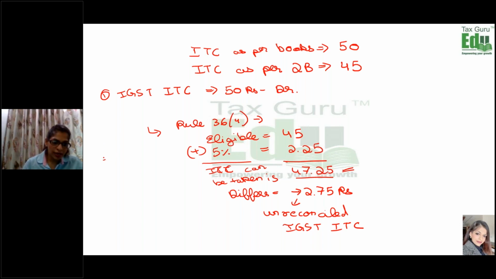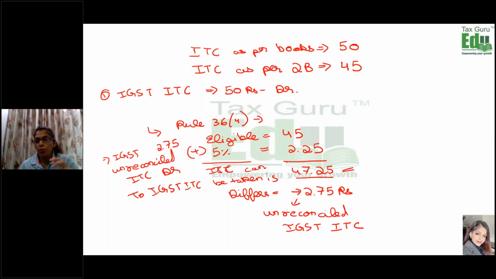one more entry now. That entry would be IGST unreconciled ITC ledger debit to IGST ITC. And what amount is going to be taken? It is 2.75. So what I did, I transferred this 2.75 into my IGST unreconciled ledger. Now, what is going to happen? 2.75 is in my unreconciled account. The balance amount in my IGST ITC would be 47.25.